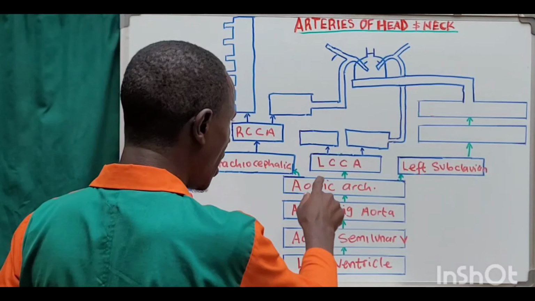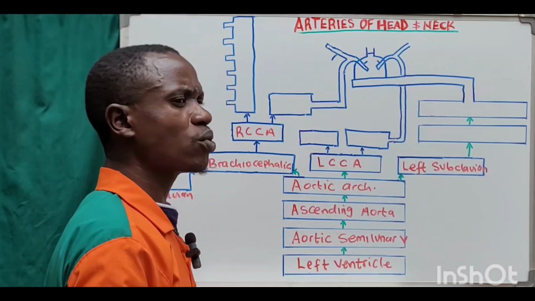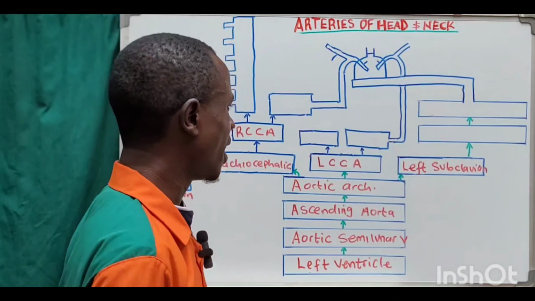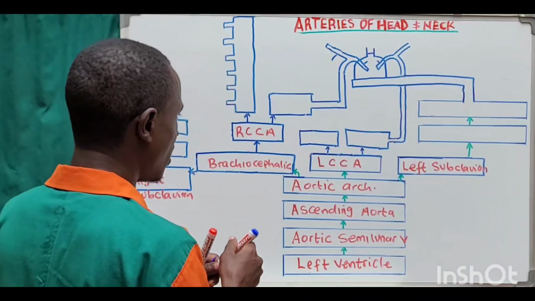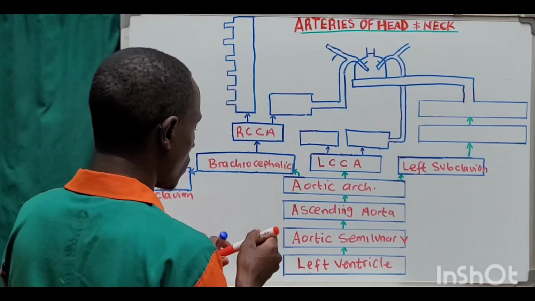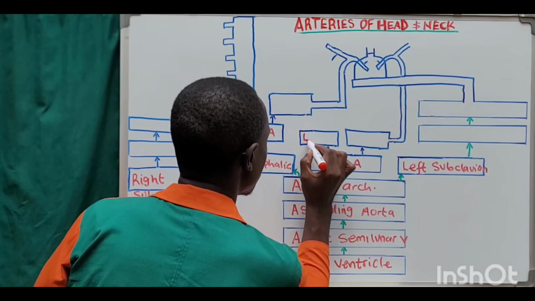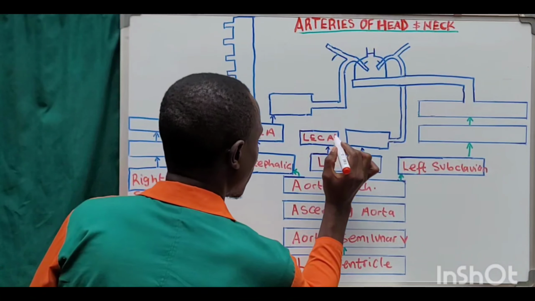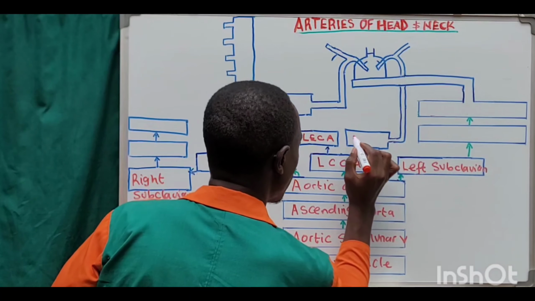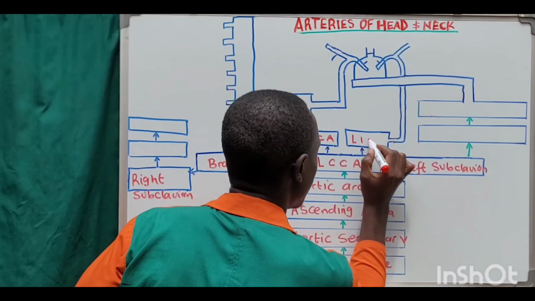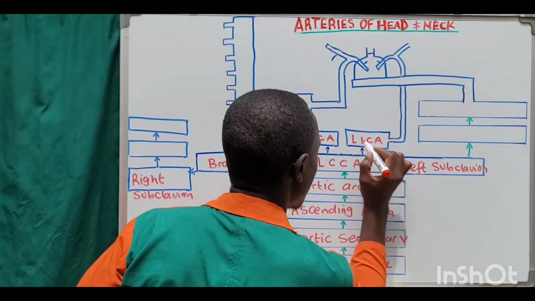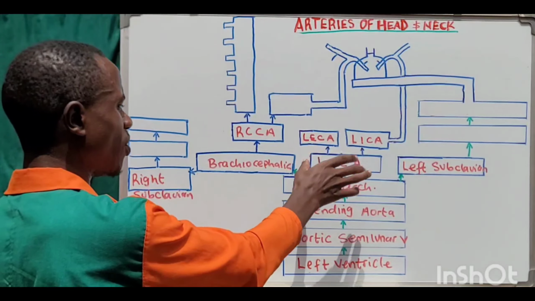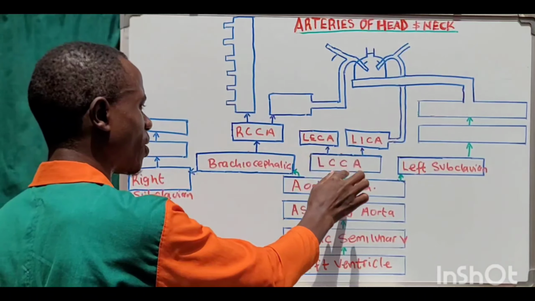Now, the left common carotid artery also gives off two branches, especially around the carotid sinus. The first one is the left external carotid artery. That is one branch. And another one is the left internal carotid artery. Those are the two main branches from the left common carotid artery.